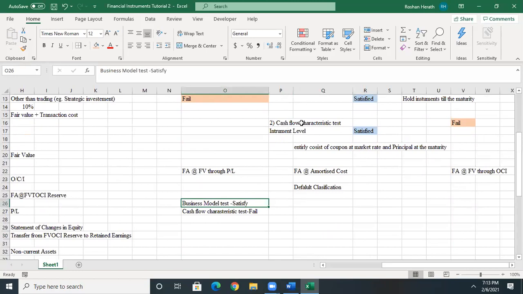But what about the cash flow characteristic? What about the coupon that you are getting? Is it at market rate, or is it something below that?